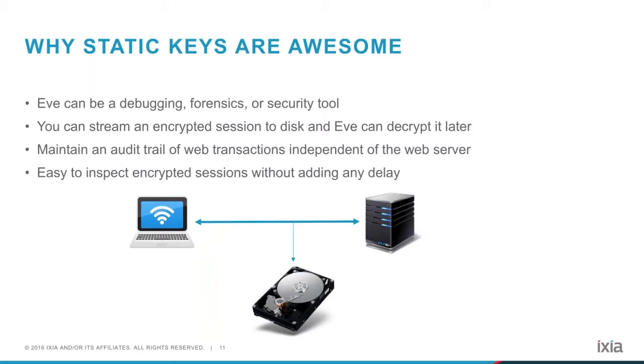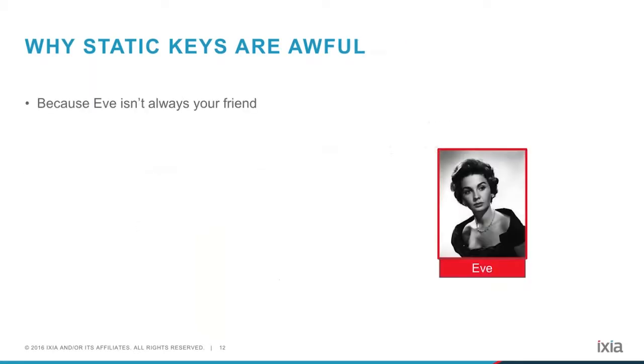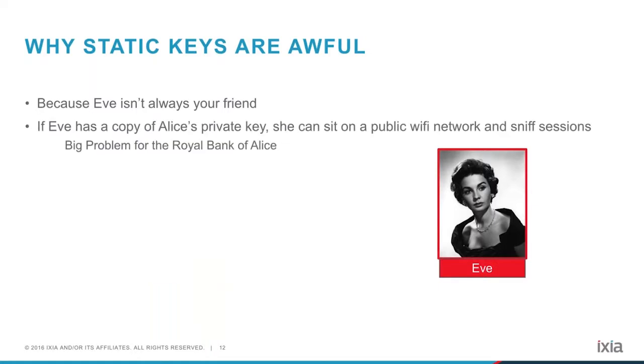Because Eve, watching the conversation, is not always your friend. So let's say that Alice is running a bank and Eve somehow gets a copy of Alice's private key. She could literally just sit on a Starbucks network somewhere and look at Wi-Fi sessions, people doing online banking with the Royal Bank of Alice, and she could read their sessions, right? And so she could pull out account information and credit card numbers and whatever else. And that is a big problem. That's a big problem for the security and validity of e-commerce and transactions and things like that.